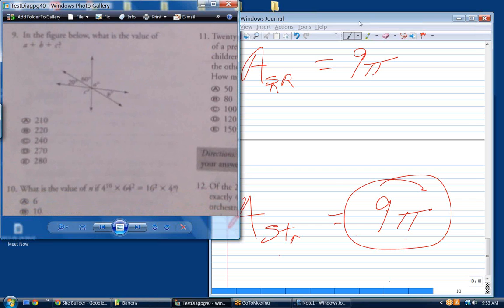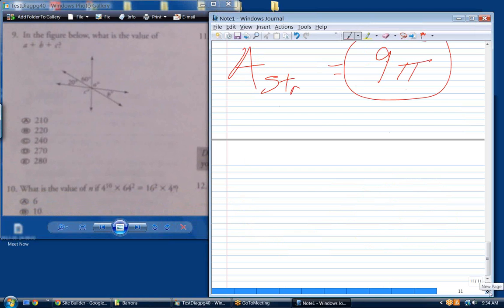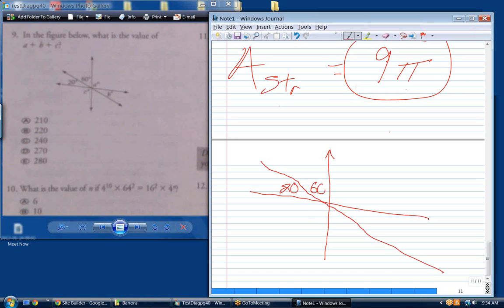This is blurry, but I can probably help with some of the numbers here. In fact, let me draw this. Now, notice this is not a grid. This is just a bunch of lines. This angle is 20. This angle is 60. This angle is A, this angle is C, and this angle is B. In the figure below, what is the value of A plus B plus C squared?